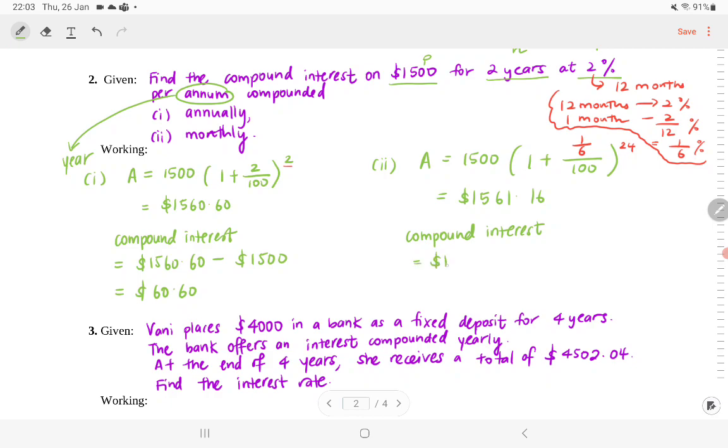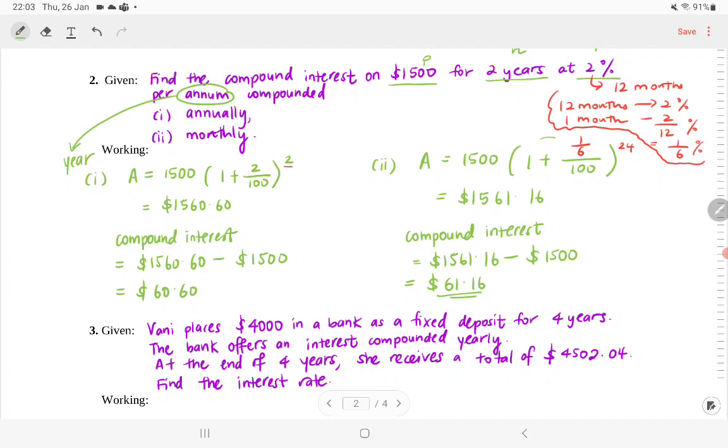Okay, I take the total amount, I take away the original principal amount, which will give me $61.16, which is more than $60.16. So definitely compounding monthly will be better, even though your interest rate is small. But you are compounding it more times compared to the yearly one.